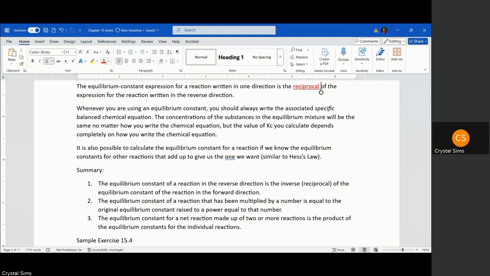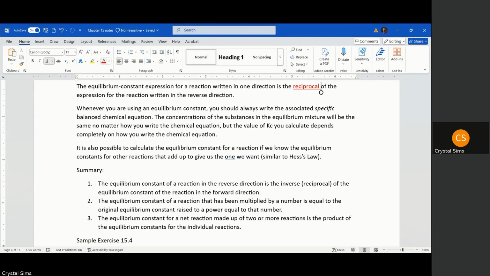So, summary in working with equilibrium constants. The equilibrium constant of a reaction in the reverse direction is the inverse, or the reciprocal, of the equilibrium constant in the forward direction. The equilibrium constant of a reaction that has been multiplied by a particular number is equal to the original equilibrium constant raised to a power equal to that number. And the equilibrium constant for a net reaction made up of 2 or more reactions is the product of the equilibrium constants for the individual reactions.